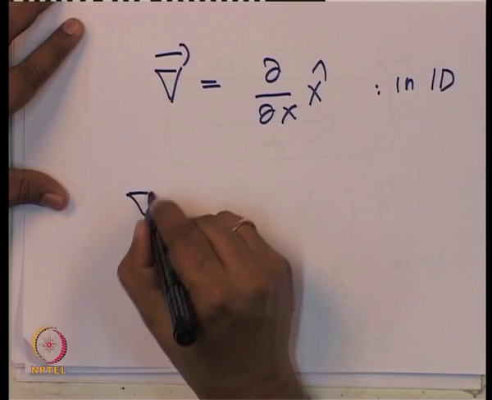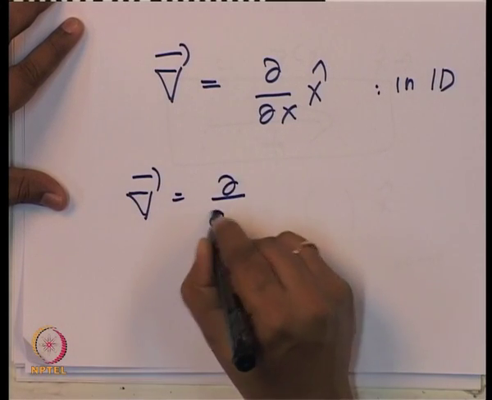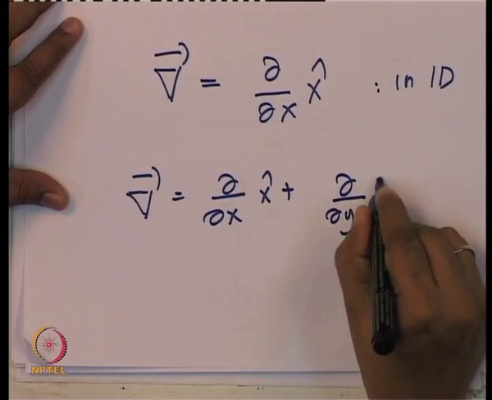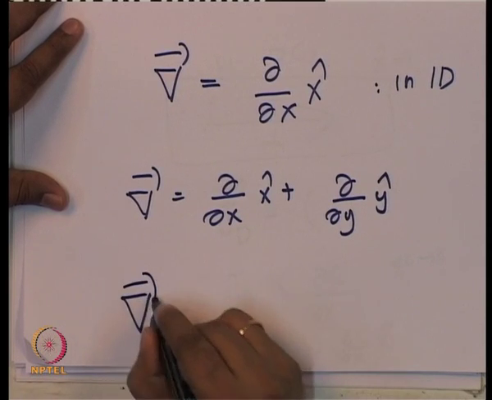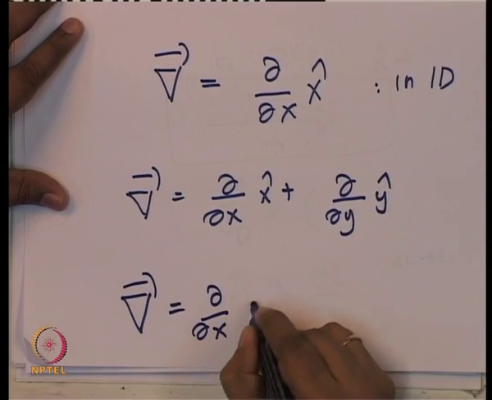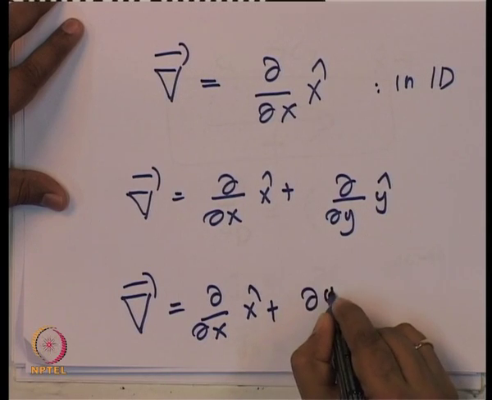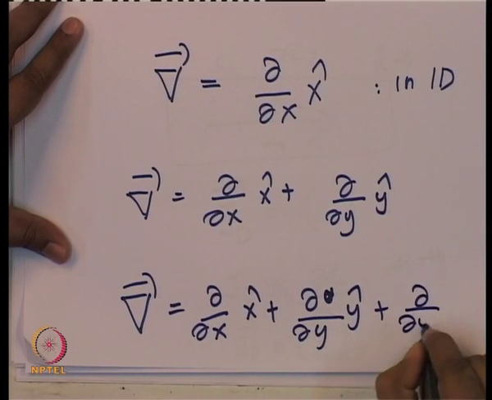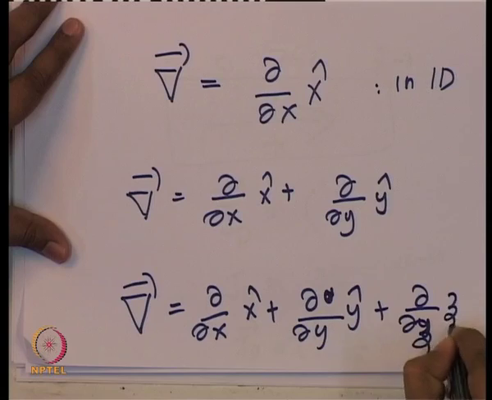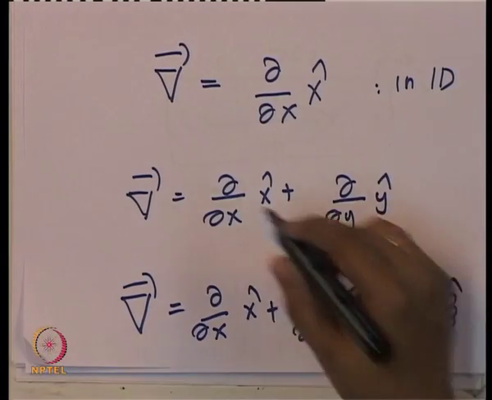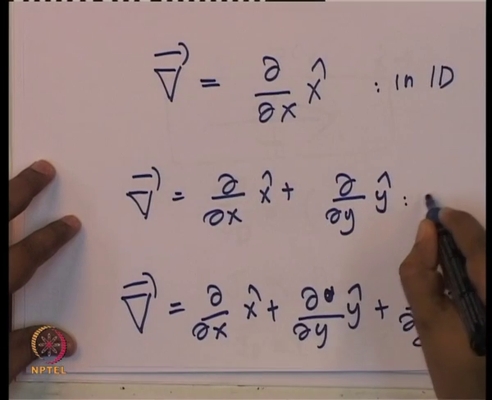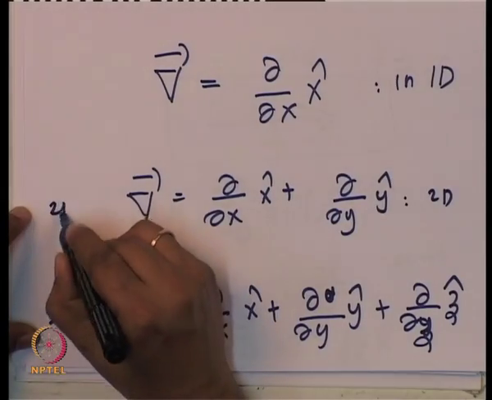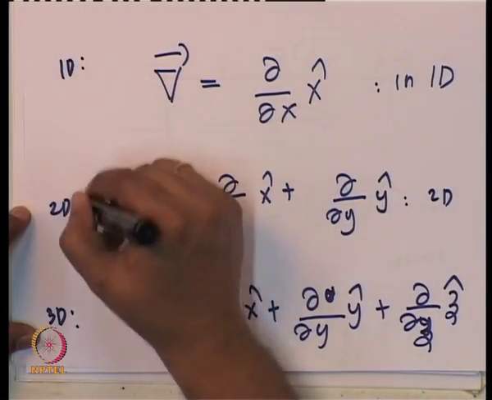In 2 d, the del would mean del by del x into x cap plus del by del y into y cap. In 3 d, the del would mean del by del x into x cap plus del by del y into y cap plus del by del z into z cap. So, this is 1 d, 2 d and 3 d: 1 dimension, 2 dimension, 3 dimension.